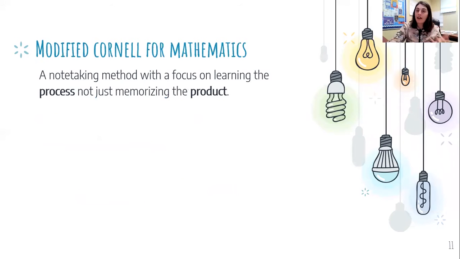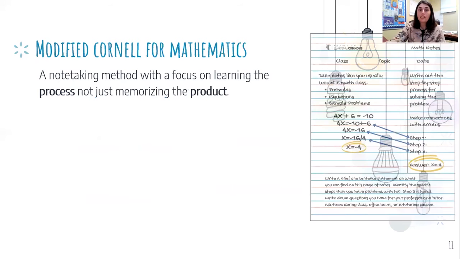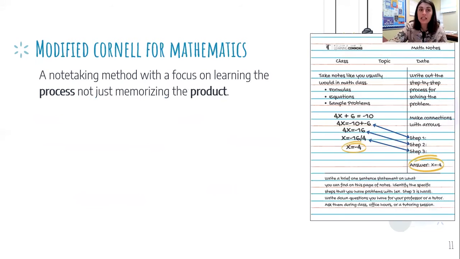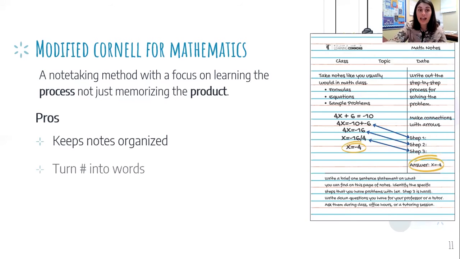There's also a modified Cornell system for math classes that I wanted to bring up here. And it's a note-taking method that really focuses on learning the process of completing a math equation instead of just memorizing how to do something. So focuses on the process, not the product. And you can see an example of this here on the screen now. Some of the pros is that it helps keep your notes organized in math. You could just flip open to a page of your notes in your math class and know exactly what you're looking at.